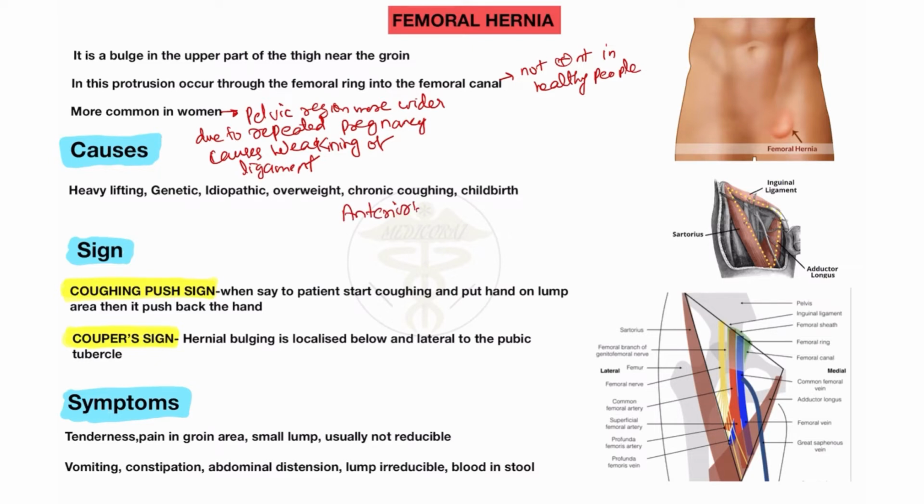Anteriorly, it is formed by the inguinal ligament. Posteriorly, when you look from this canal, you will see the pectineus fascia, and the pectineus muscle is also visible. So the pectineus with its fascia also forms the posterior border.